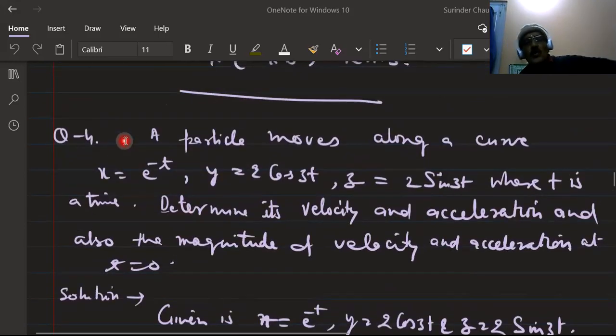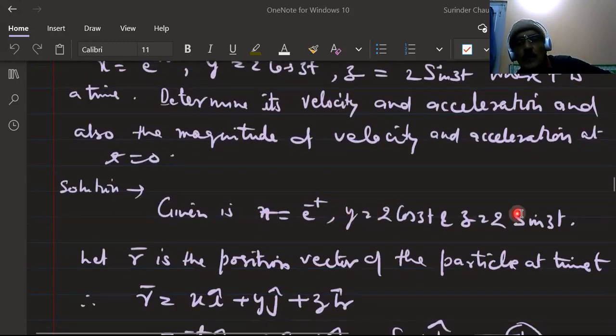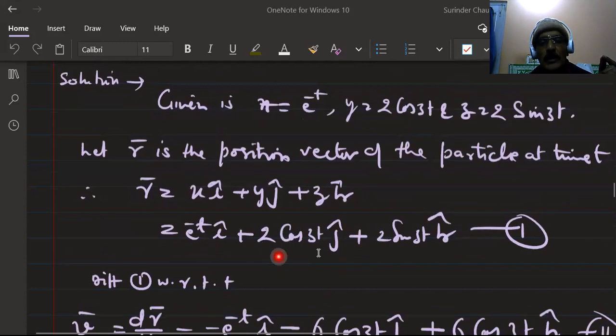Now we are given a particle moving along the curve. At any time t the particle has three components, which means the particle is moving in three-dimensional space. So the x component is this, the y component is this, and the z component is this. So at any time we can write the position vector of the particle. Let r be the position vector of the particle moving in space, and at any time t the particle is at P, and r is the position vector with respect to the origin of the three-dimensional coordinate axes. r is equal to xi plus yj plus zk. Substitute the values of x, y, z.